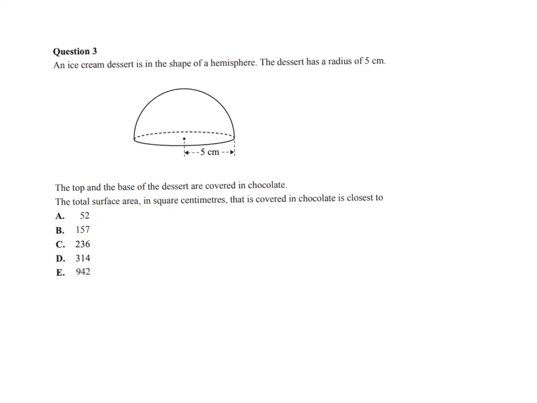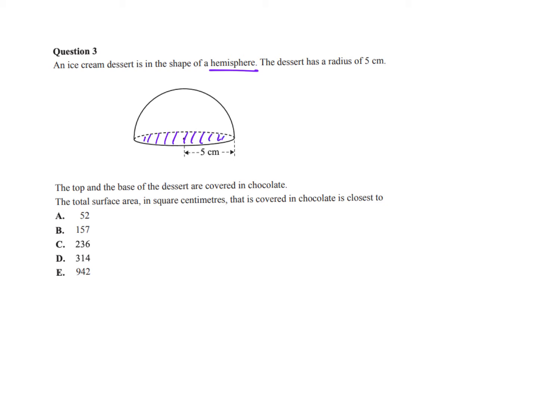All right, question 3. An ice cream dessert is in the shape of a hemisphere. So a hemisphere is just half a sphere. And the dessert has a radius of 5 centimetres. The top and base of the dessert are covered with chocolate. The total surface area in square metres is... So this is actually when you've got to include the base as well.